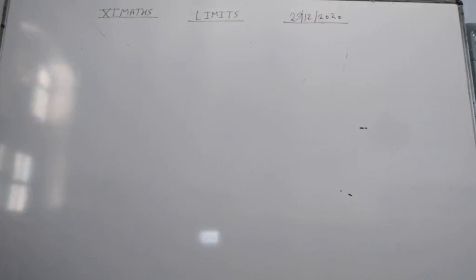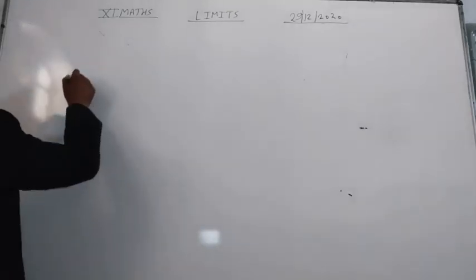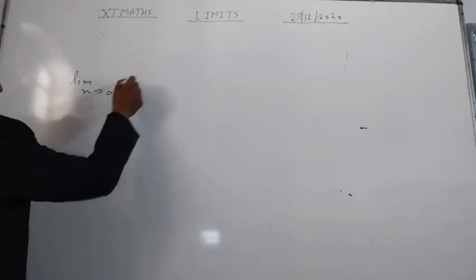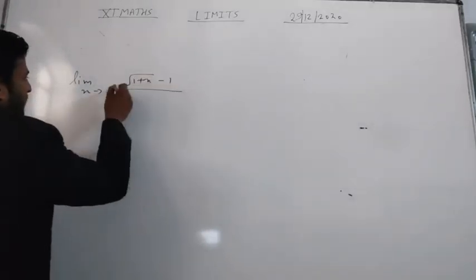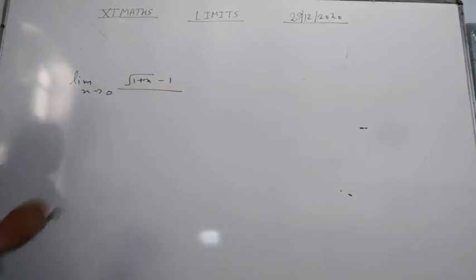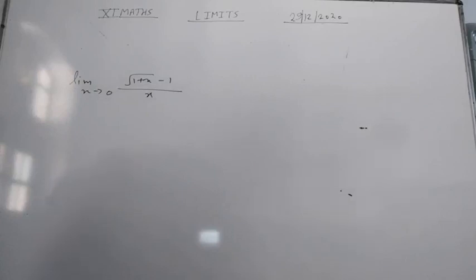Now we take another question, students. Our next question is limit x tends to 0 of square root of 1 plus x minus 1, divided by x. So this is our question, and we have to find the limit of this question also.